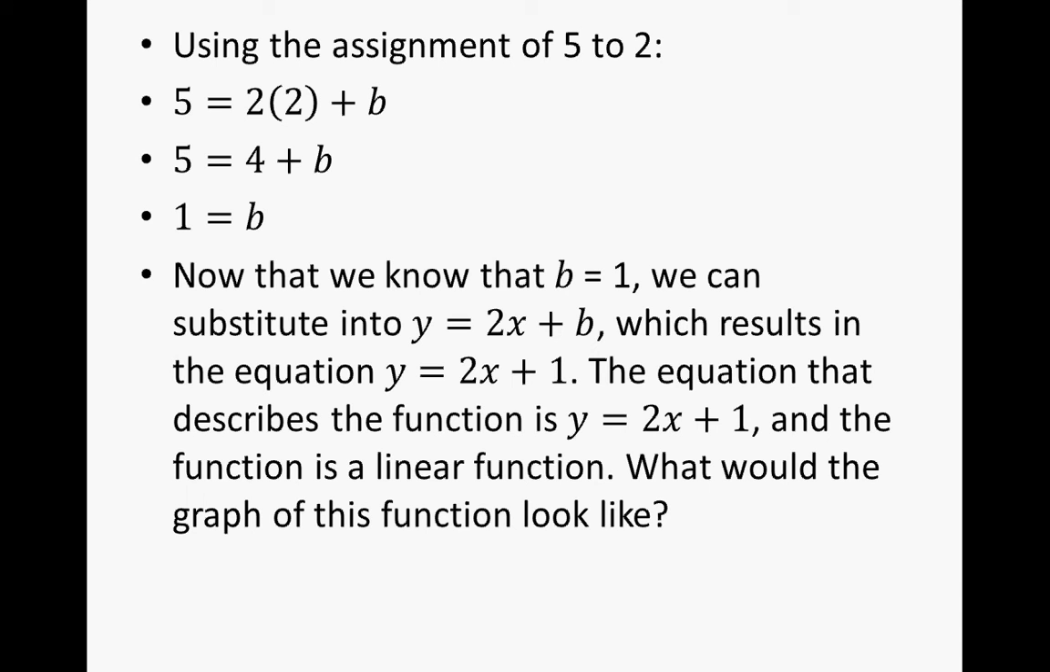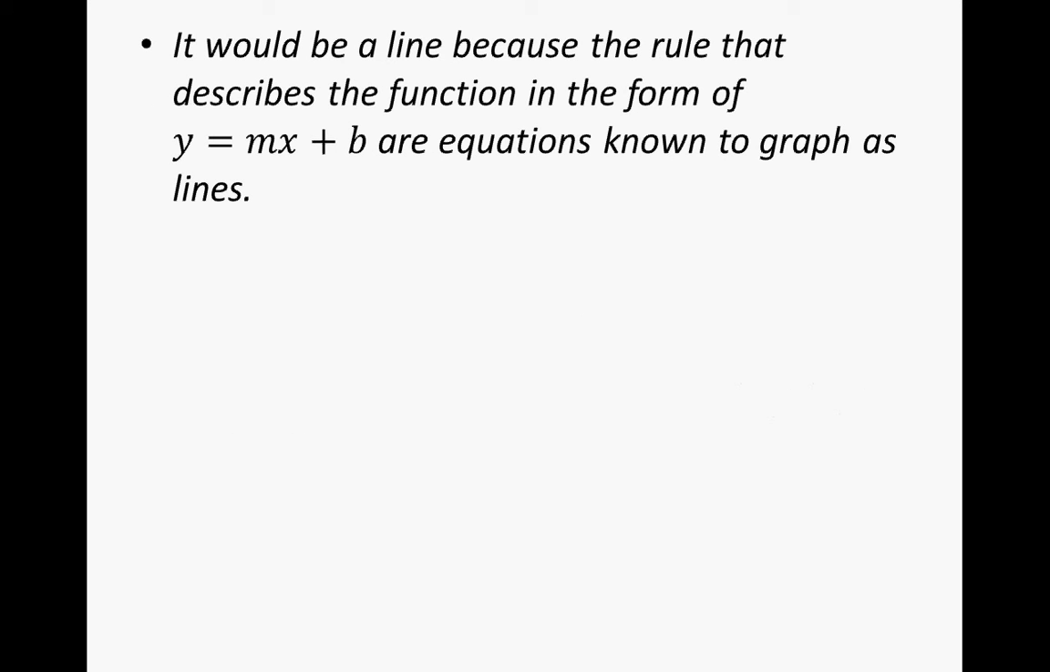Now we know that b is equal to 1, we can substitute into y equals 2x plus b, which results in the equation y equals 2x plus 1. The equation that describes this function is y equals 2 times x plus 1, and the function is a linear function. What would the graph of this function look like? Well, it would be a line because the rule that describes a function in the form of y equals mx plus b are equations known to graph as lines. We've already proven that in the past.